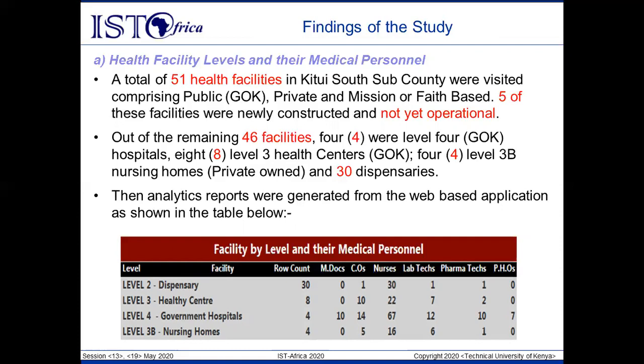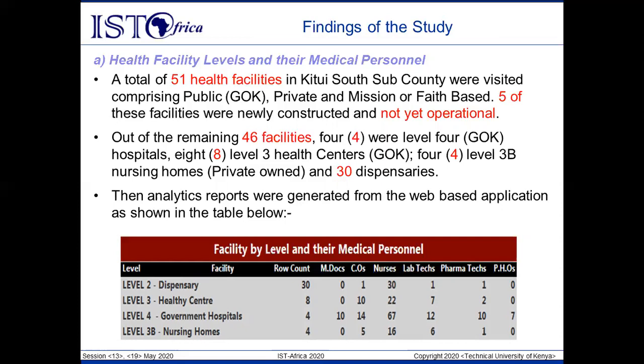So the data collected, we captured it in the system and we did analytics and generated several reports, and below is a table showing a sample of those reports. So this is on facility levels and their medical personnel. As you can see, we have the levels of facilities, their numbers, and also the distribution of the health workers in these facilities. From this, we can see clearly that most medical doctors, actually all of them, were found in government hospitals, the level 4s.